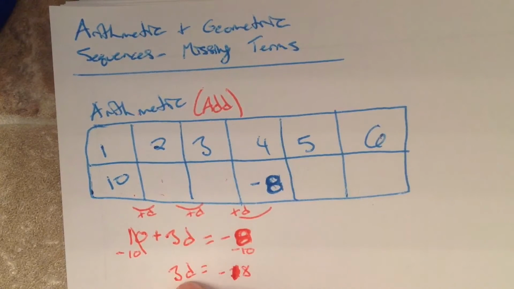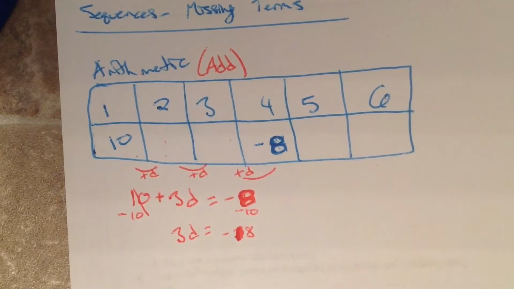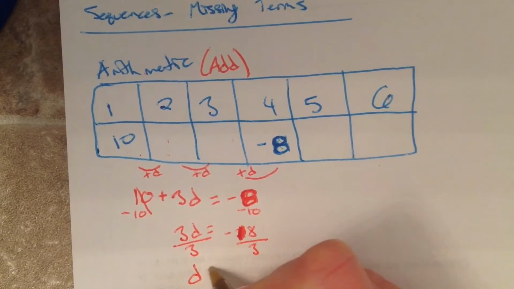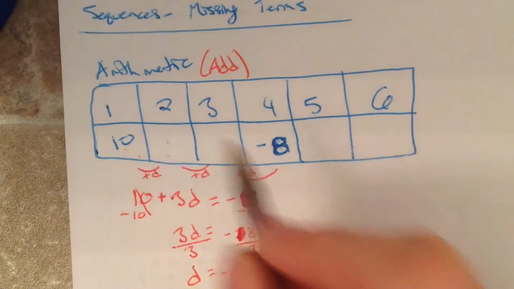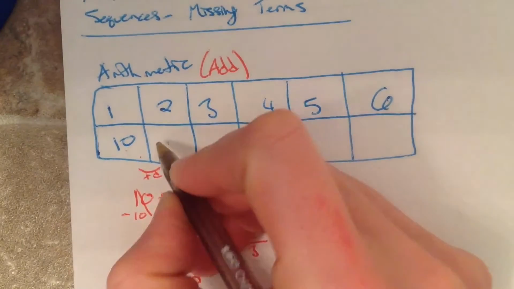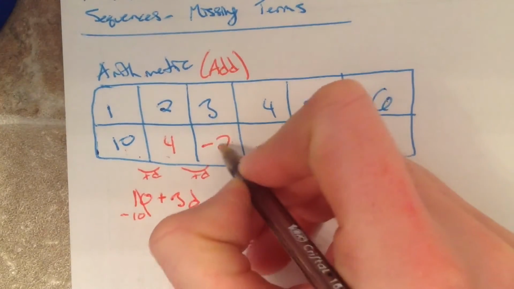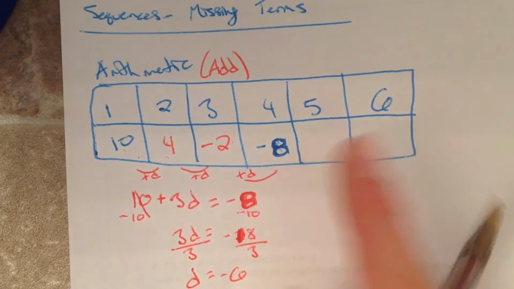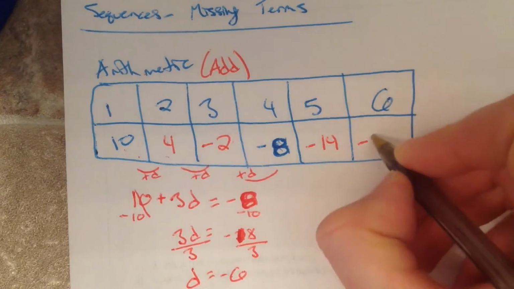Well, solving for D, 3D is equal to -18 if we minus the 10 over. Divide each side by 3, and D equals -6. So that's the number we're adding every time. So 10 plus -6 is 4. Plus -6 is -2. Plus -6 is -8. Plus -6 is -14. Plus -6 is -20.